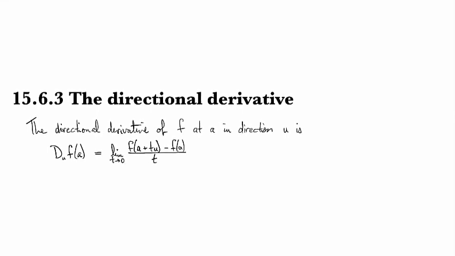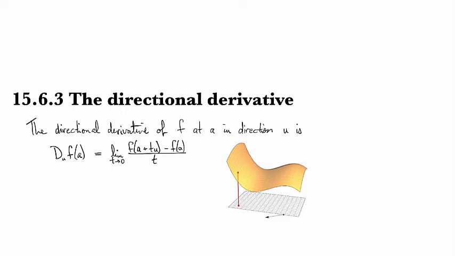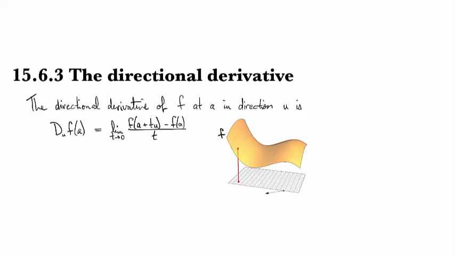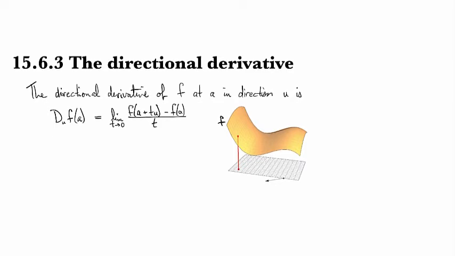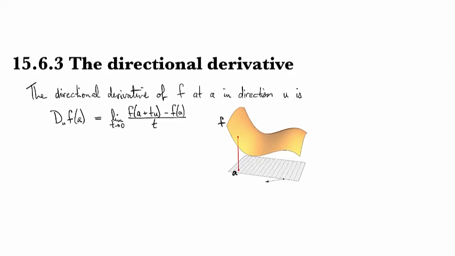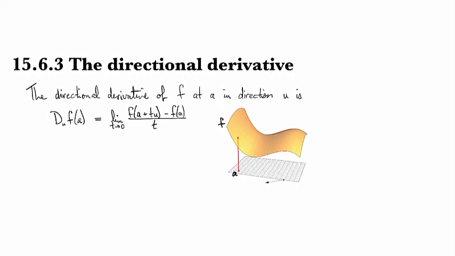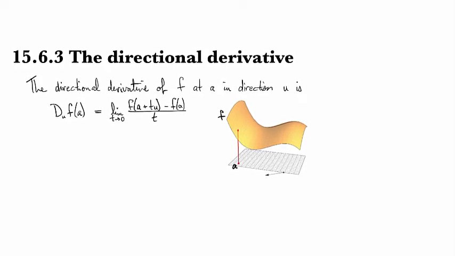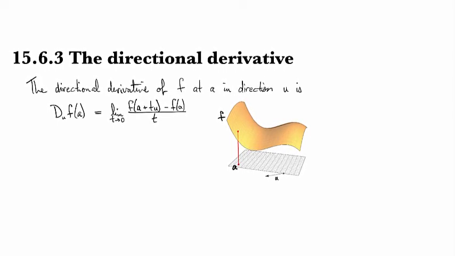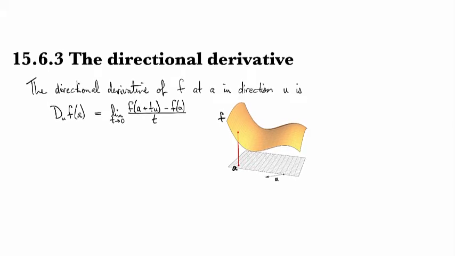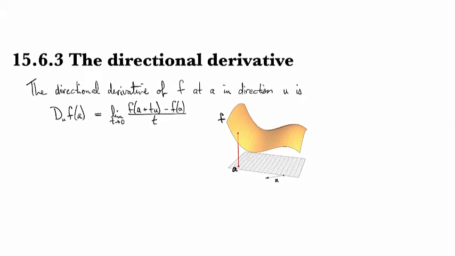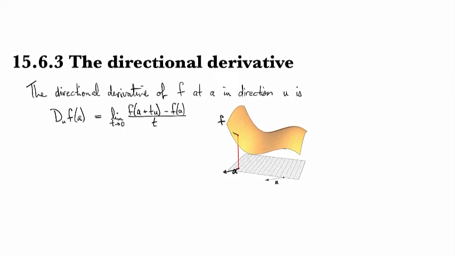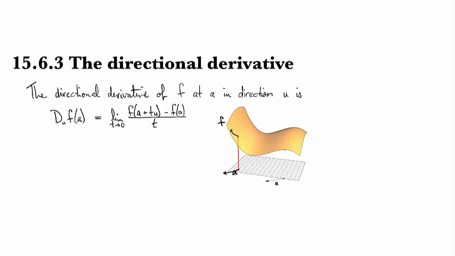Let's grab a picture to see what this looks like. Okay, so here's some function f. That's the graph of f, that orange sheet there. And then I've chosen some location a, and we're going to be looking at how the value of f changes at this location. And then I've also chosen a unit vector u. So we're going to look at how the value of f changes as we move in this direction parallel to u. And so you can see it looks like it's going to be increasing.